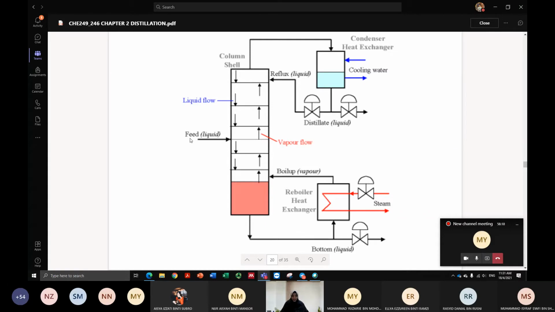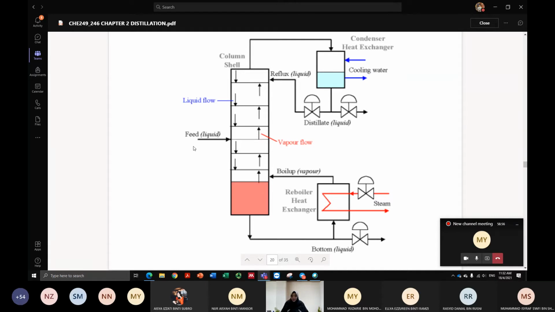So what is the condition of the feed? There are many. You have to read the question properly to see whether the feed condition is mentioned or not. For example, it will say the feed consists of liquid only, or the feed consists of saturated liquid, or the feed consists of liquid at boiling point.